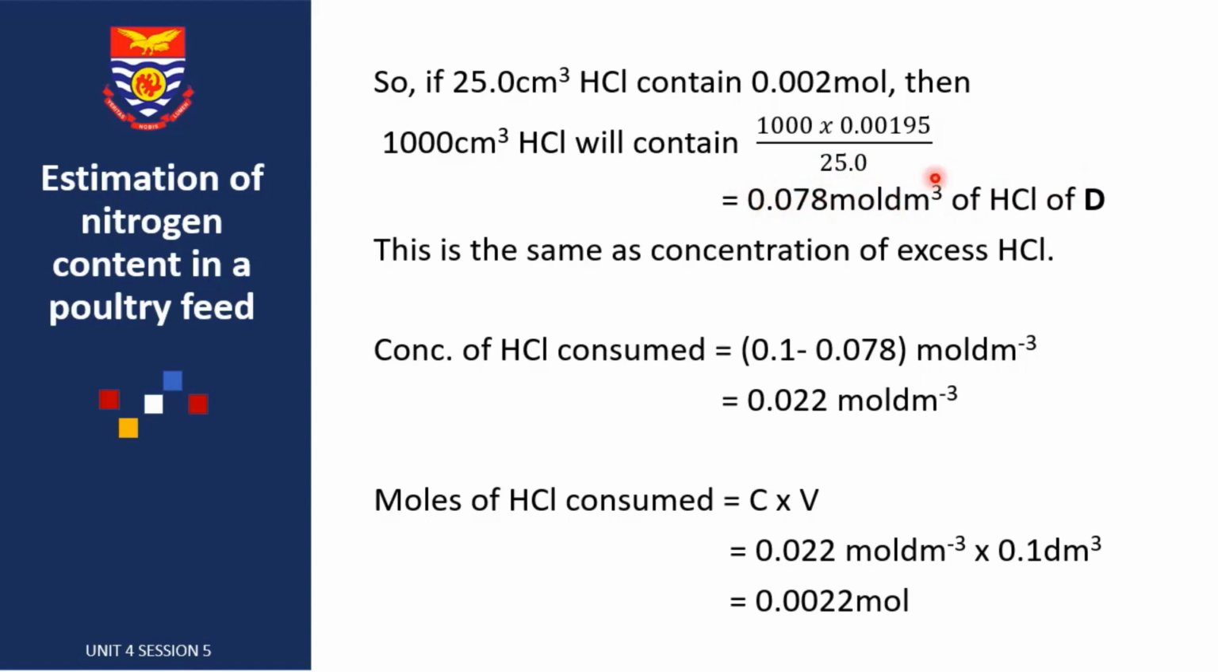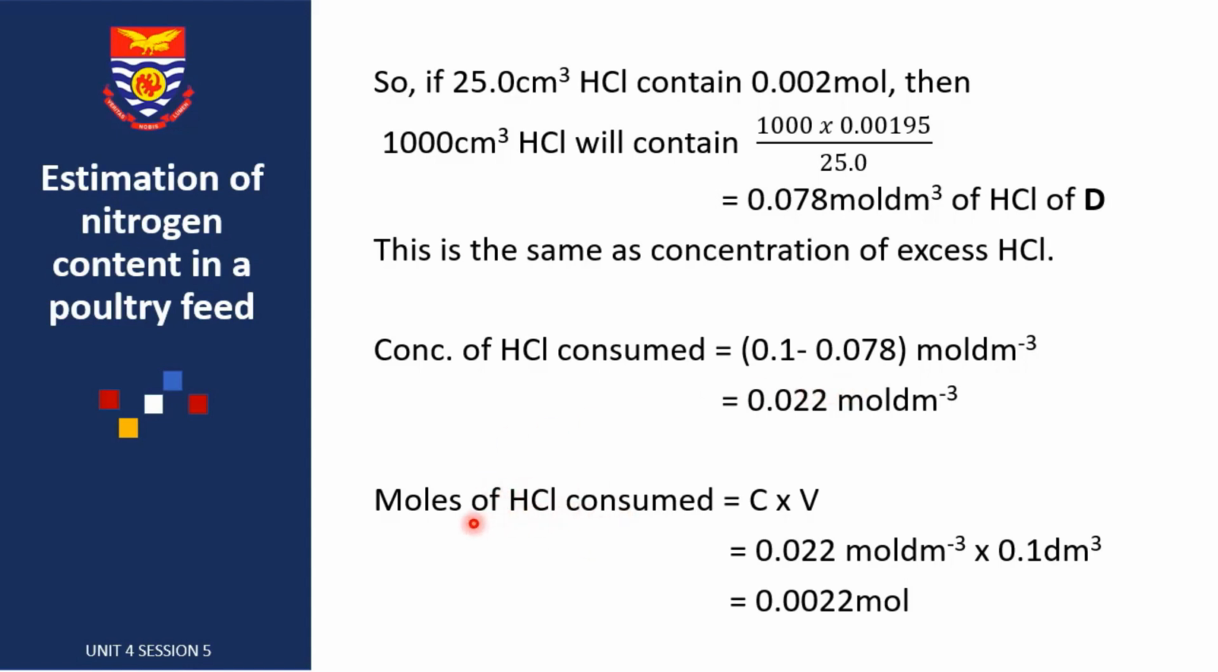To know what the ammonia took out of the hydrochloric acid, we need to subtract this excess from the initial, which is 0.1 that was given, and that gives us 0.022 mole per cubic decimeter. So this is the concentration of HCl that was consumed. If we know this, then we also know the volume of the HCl that was treated with the ammonia, so we can use it in conjunction with this to get the moles that was consumed.